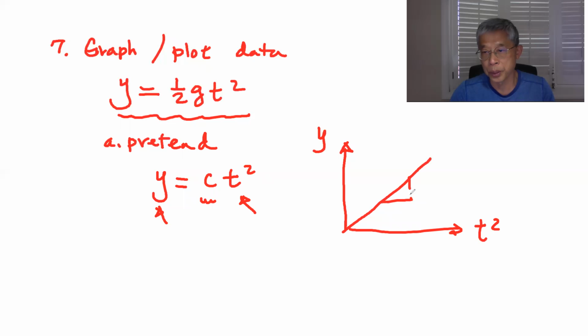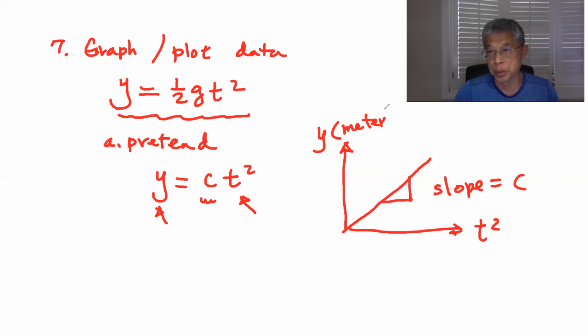So then the slope here will become your c, right? So the slope here will be equal to your c, for example. Obviously, you don't have to do this, but you have to have your label. This should be in meters or centimeters, it's your choice. And this will be seconds squared.